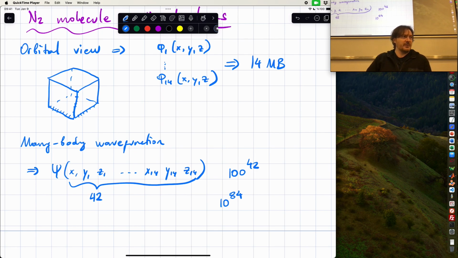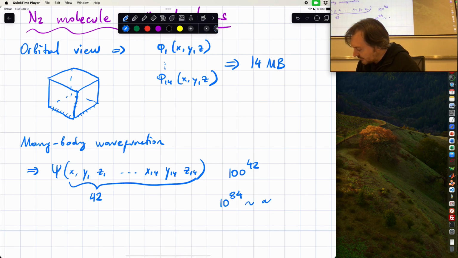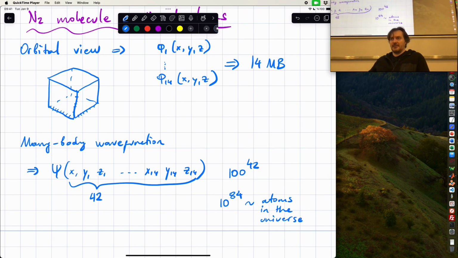If the universe was a computer, because the universe has this many atoms, in the observable universe. Then you might ask, where is that wave function stored? I have no answer to that. But, and you know, 100 was an arbitrary choice.